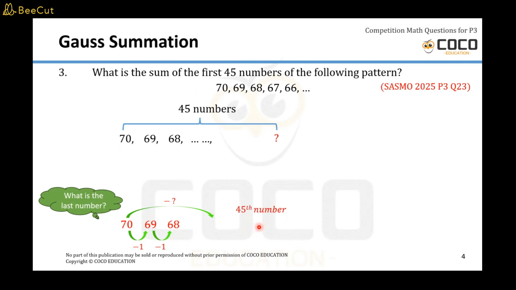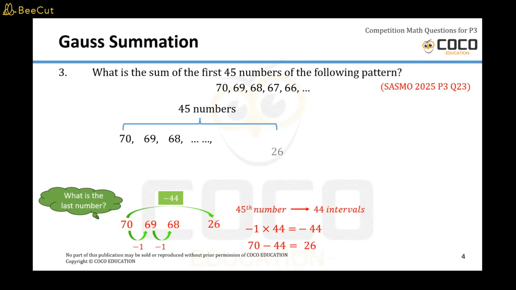So for the 45th number, we have 44 intervals. 44 intervals means that you have 44 groups of minus 1. So altogether it is minus 44. So 70 minus 44, you get the last number for this pattern. 70 minus 44 equals 26. So the 45th number here is 26.